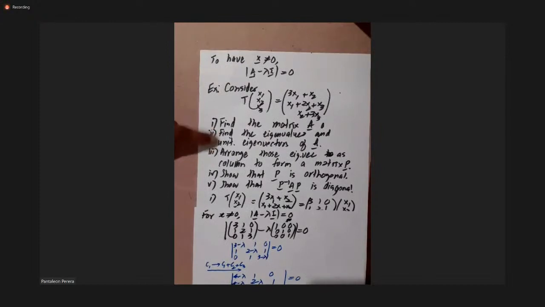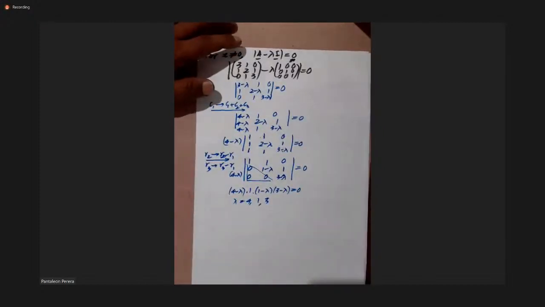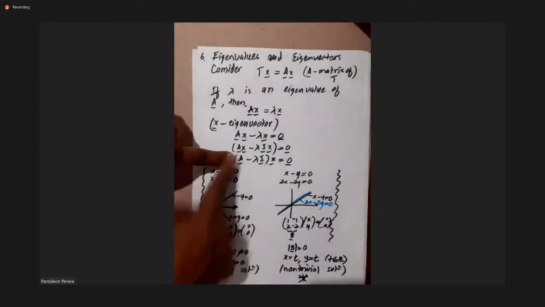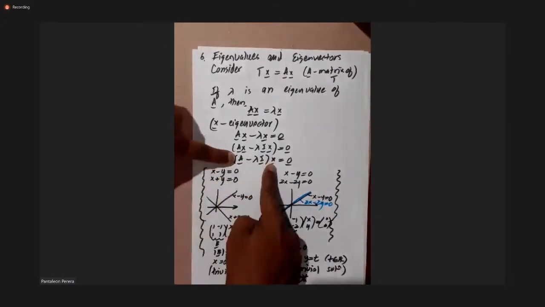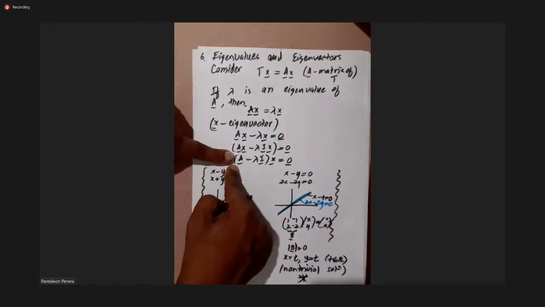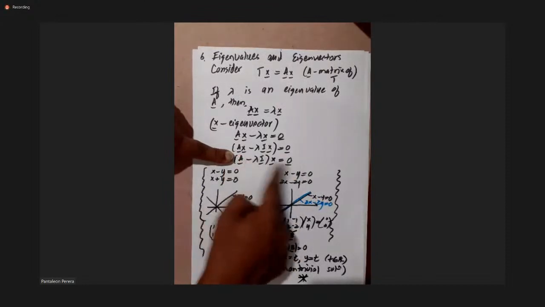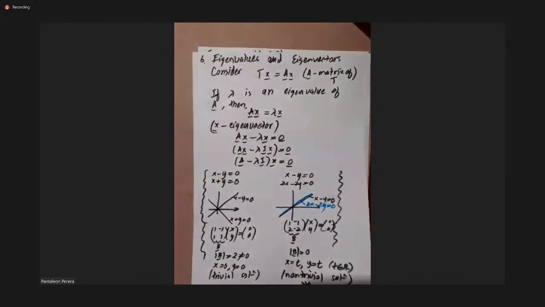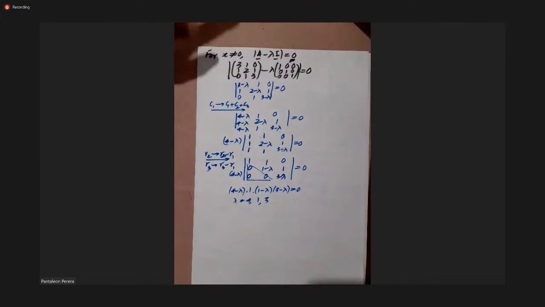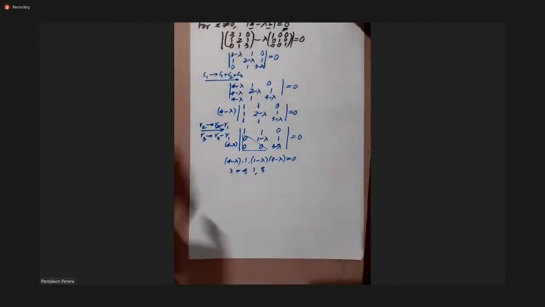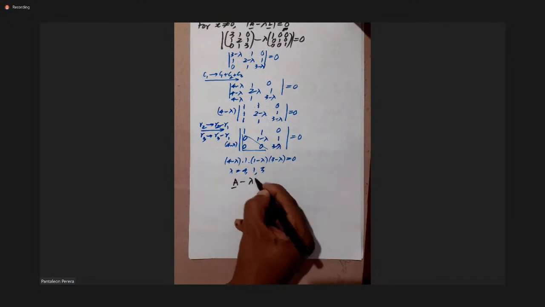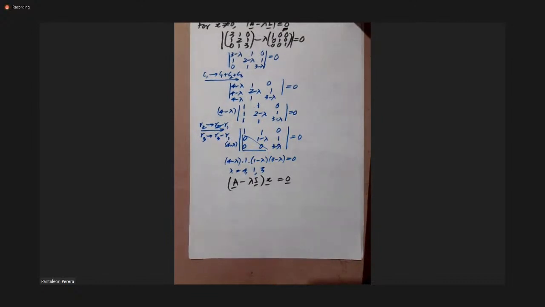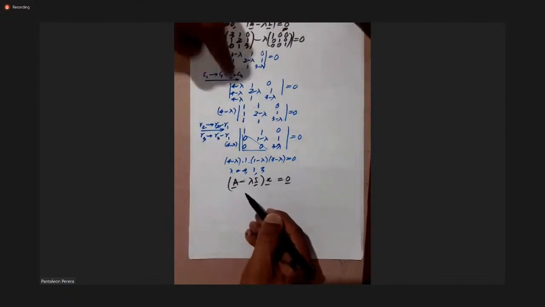Now, we need to find the eigenvalues and eigenvectors. Before that, when you find eigenvalues, we force this to be non-zero, so the determinant should be zero. But now you go back to this level. A minus lambda I times x is equal to zero, right? Now I want to go back there. You know what A minus lambda I is. Look, you have it here.